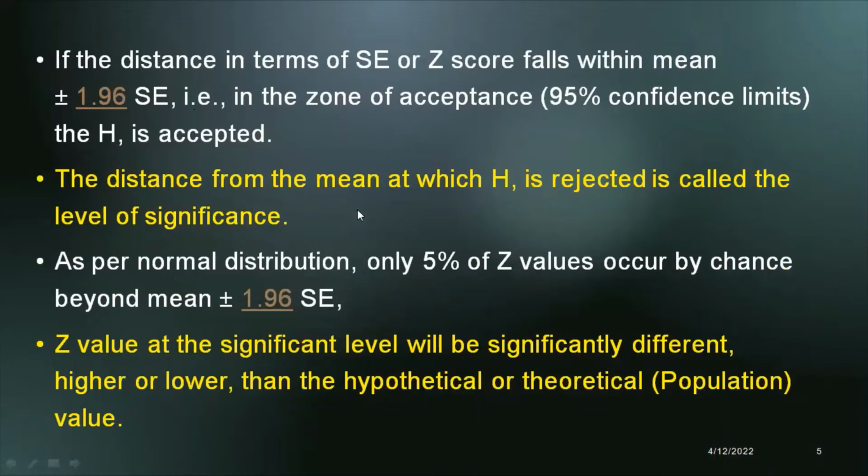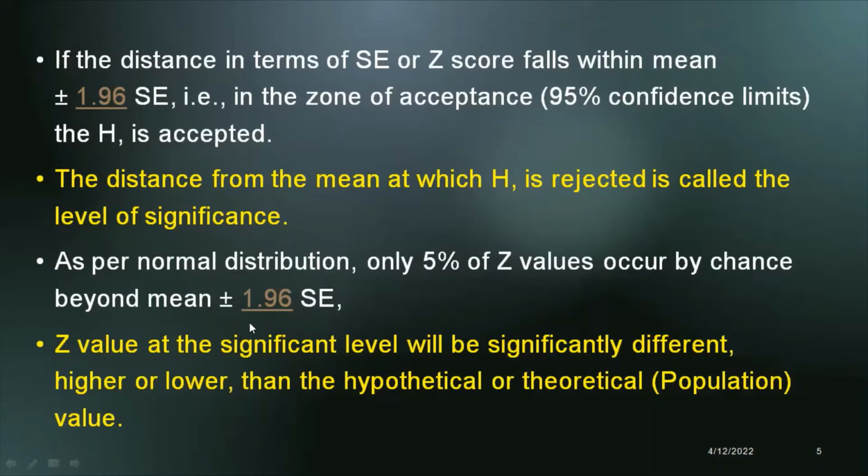The distance from the mean at which the null hypothesis is rejected is called the level of significance. So it is the distance between the mean and the particular observation, called the level of significance. As per normal distribution, only 5% of Z values occur by chance, that is beyond mean plus minus 1.96 standard error.